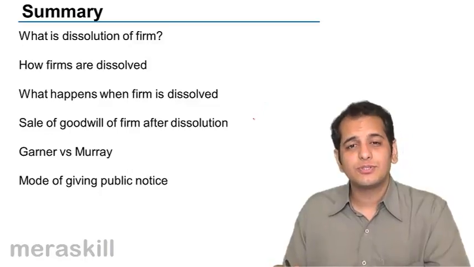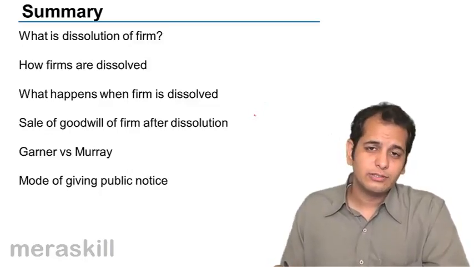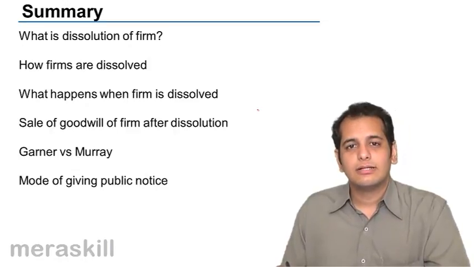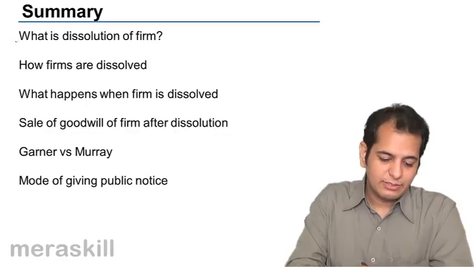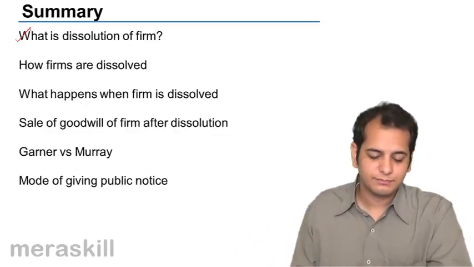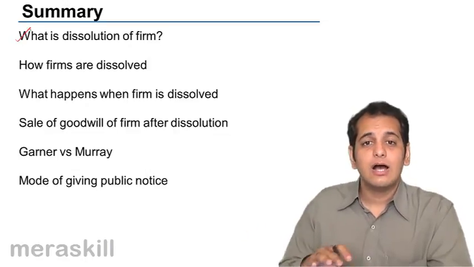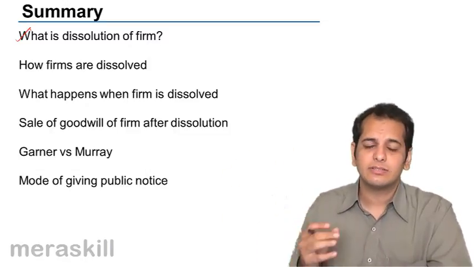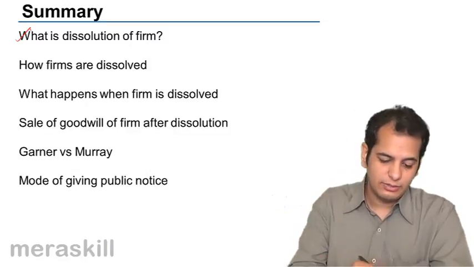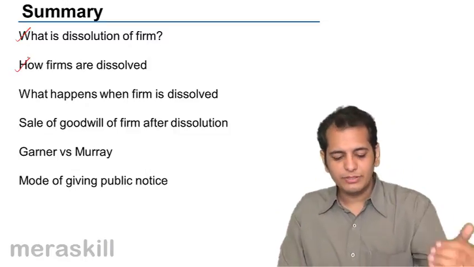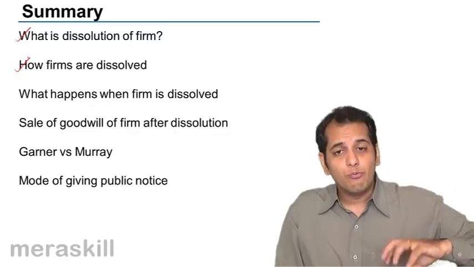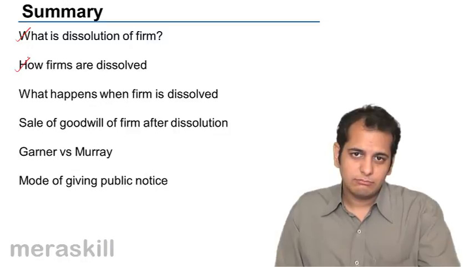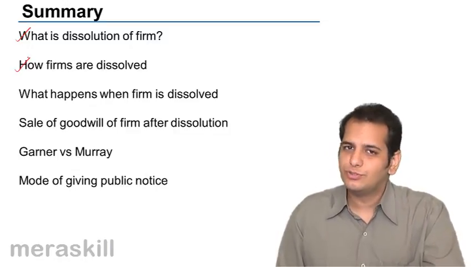So this brings us to the end of this unit and also the end of our portion. In this unit, we have discussed what is dissolution. We have also discussed what are the various modes, various ways in which the firms are dissolved. With that, we discussed what happens when the firm is dissolved. That is the consequences of dissolution of the firm.